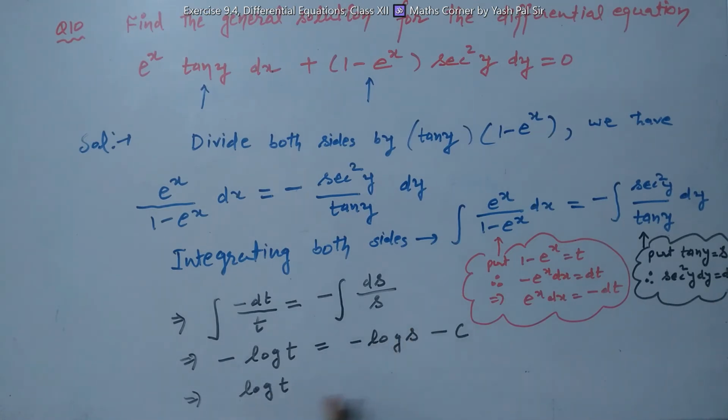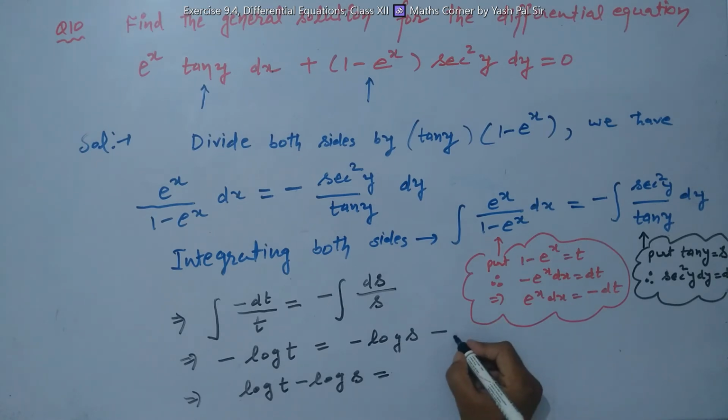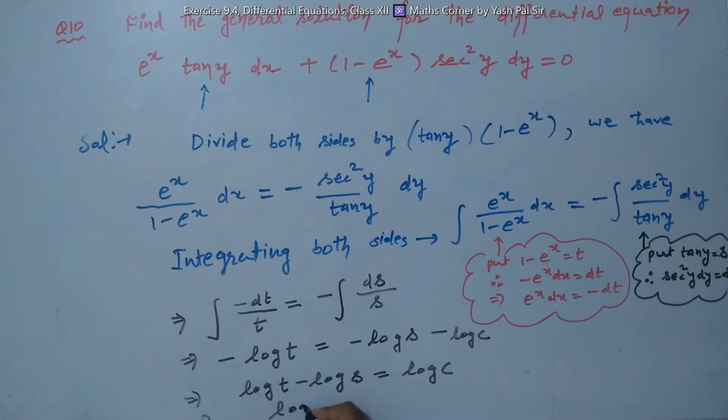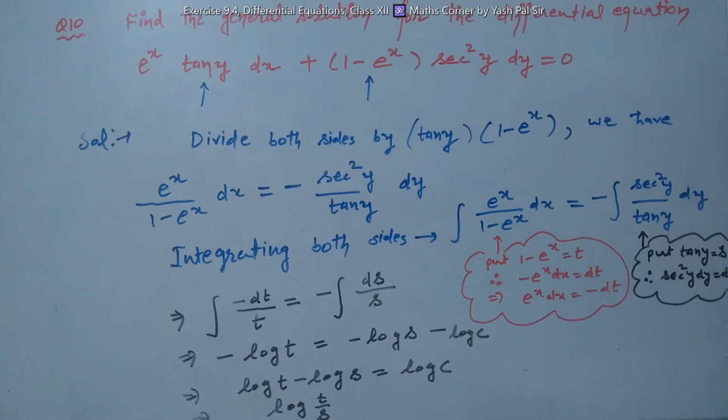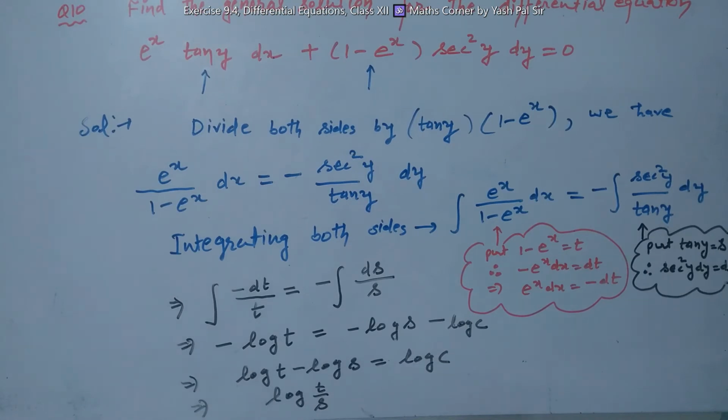Log of s will come to the left-hand side and becomes minus log of s, or we can say log t minus log s is equal to log of c. So this is log of c. So what is log t minus log s? This is equal to log of t upon s, which is equal to log of c.